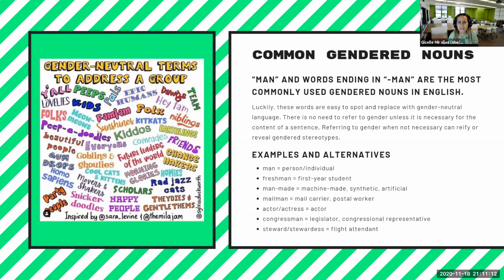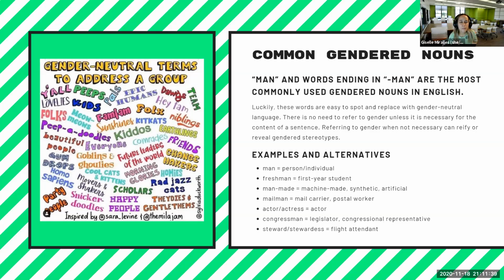However, if that person's identity is necessary for the content of the sentence, then you can include that. For example, if you want to say some women feel more comfortable seeing a woman gynecologist, that would be a place where you could use gendered language because it's necessary for the content of the sentence. But otherwise, the best thing to do is just avoid it altogether if you don't need to do it.